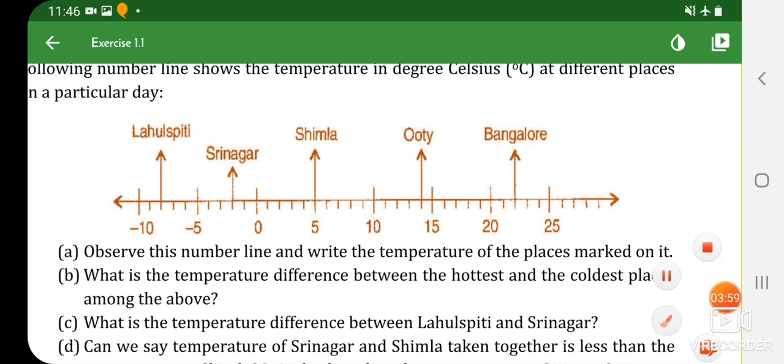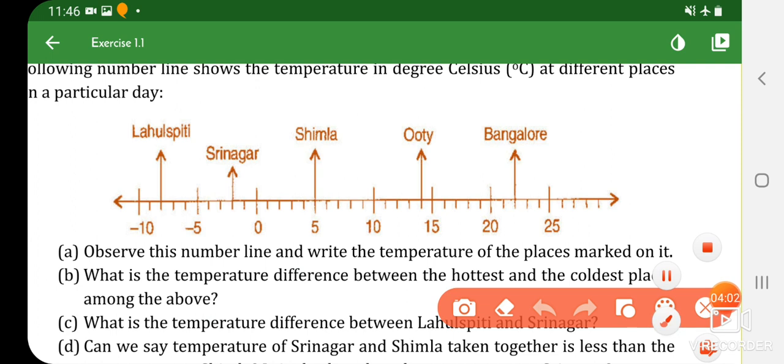You can see 5 on the number line, positive, Shimla, and 0, after that -1, -2. So -2 is the temperature of Srinagar. After that, this one is -6, -7 and -8. So -8 is the temperature of Lahul Spiti. And Ooty, here we are going by positive integers and these are negative. 5, 10, that means this one is 11, 12, 13 and 14. So 14 degrees Celsius is the temperature of Ooty.